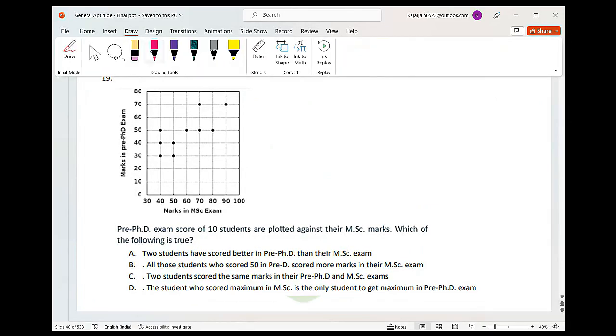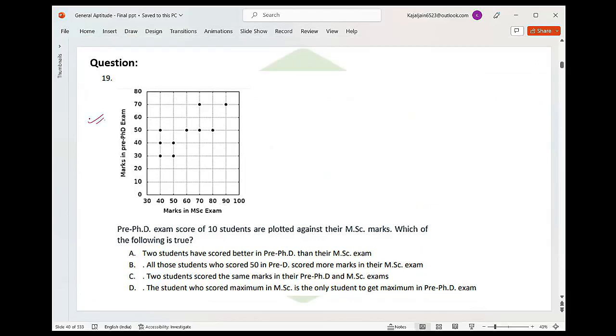The question is that you are given this graph in which 10 students are plotted against their pre PhD marks and their marks in the masters. You need to find out which of the following statements is true. This question will take 6 to 7 minutes for you also to solve. So take your time, understand the question, and then mark the answer.